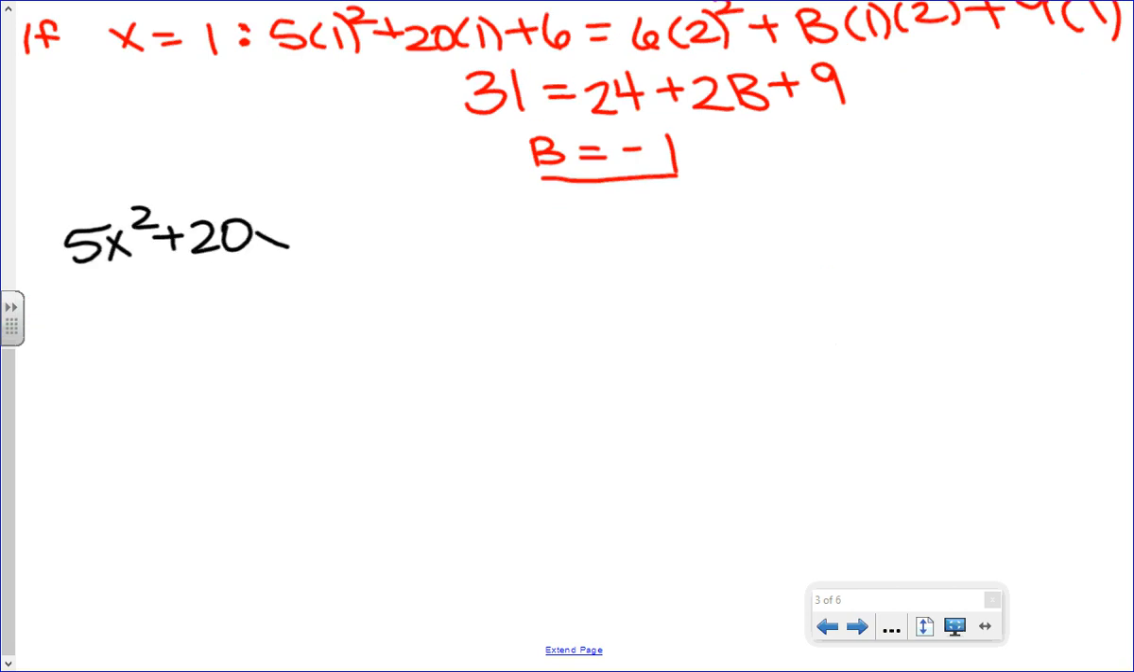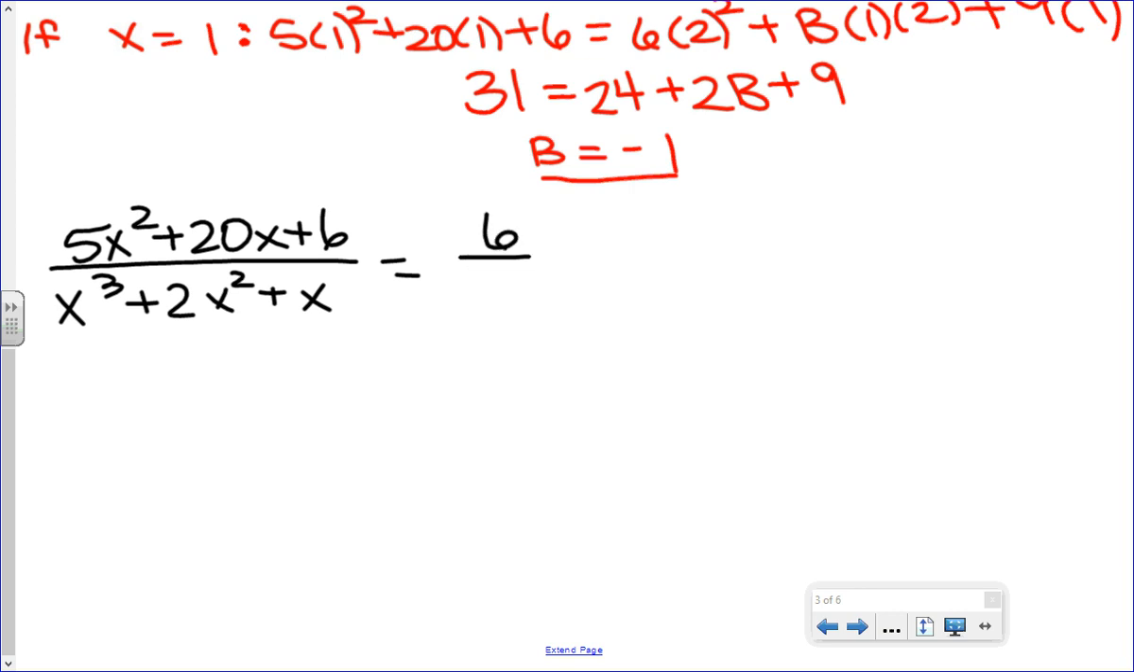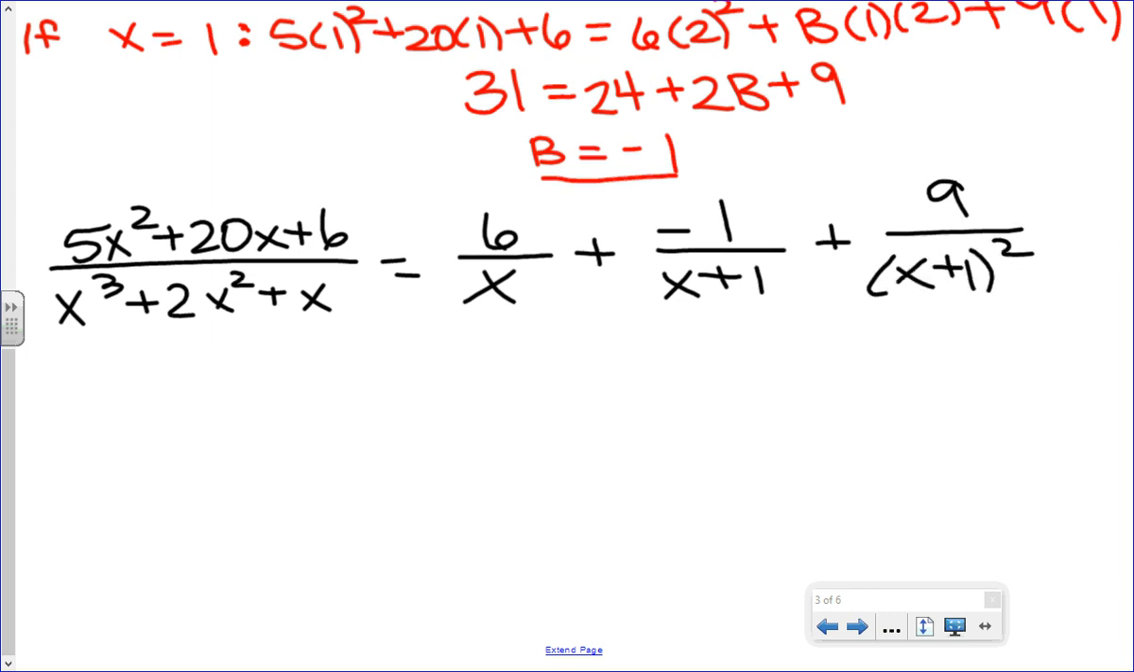5x squared plus 20x plus 6 all over the denominator equals A. What was A? 6. A over x plus B over x plus 1 plus C over x plus 1, the quantity squared. Okay? Now, if you would like, instead of saying plus a negative 1 over x plus 1, you could just do the subtraction of 1 over x plus 1. I don't care how you write it, but know that that's probably what the back of the book is going to write. Okay? There you go. There it is.